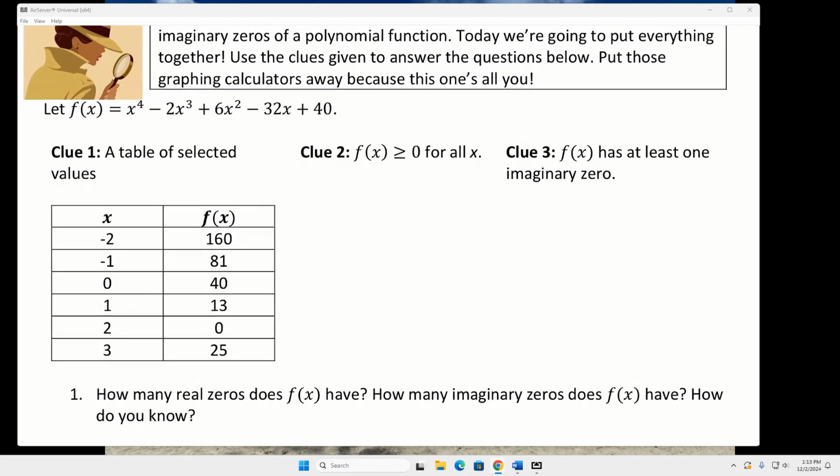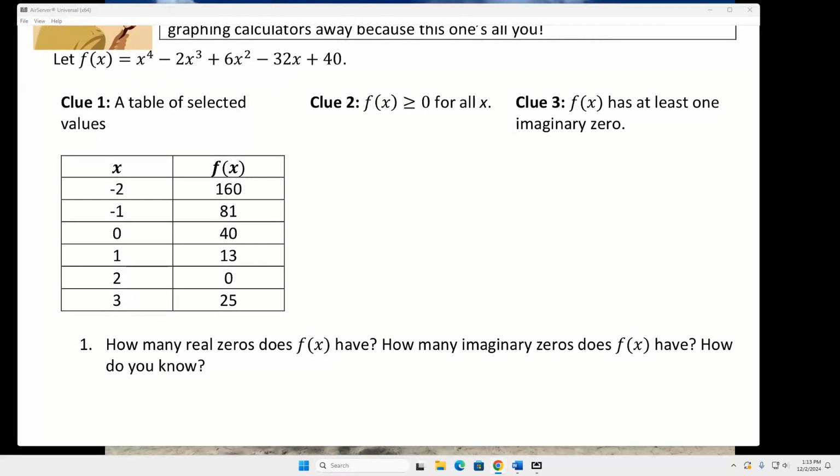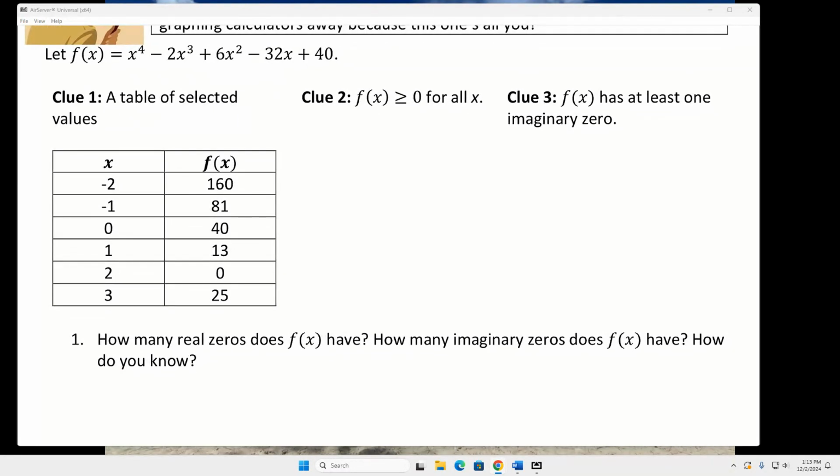All right, so we're not going to use our calculator on this side. We're just going to use these clues in our brain. So this is our function, x to the fourth minus 2x cubed plus 6x squared minus 32x plus 40. And so how many total zeros should this have? Yes. The total zeros matches the degree. That's the fundamental theorem of algebra.